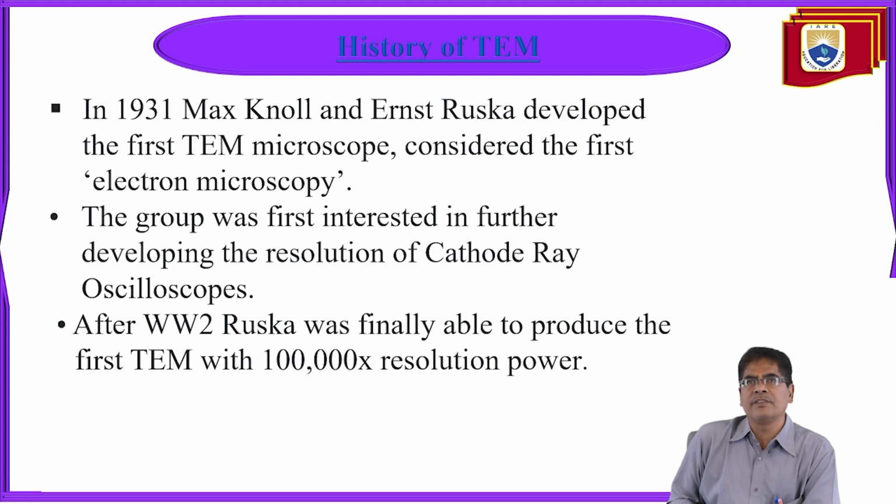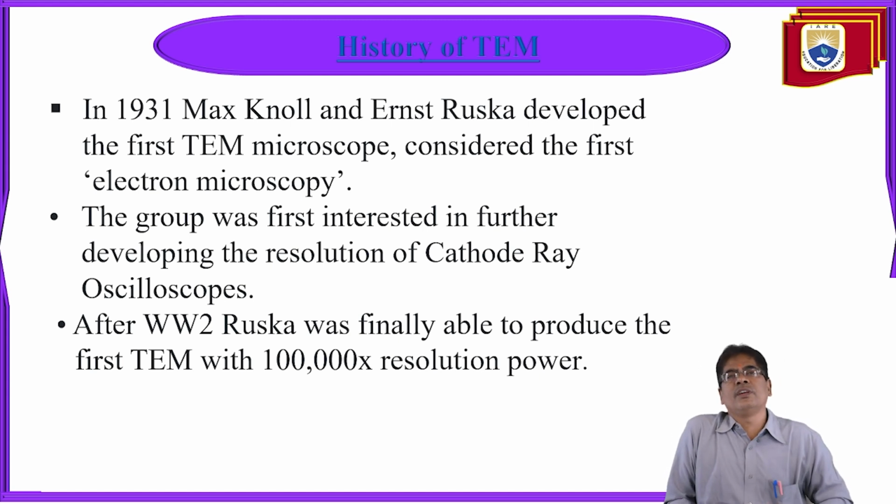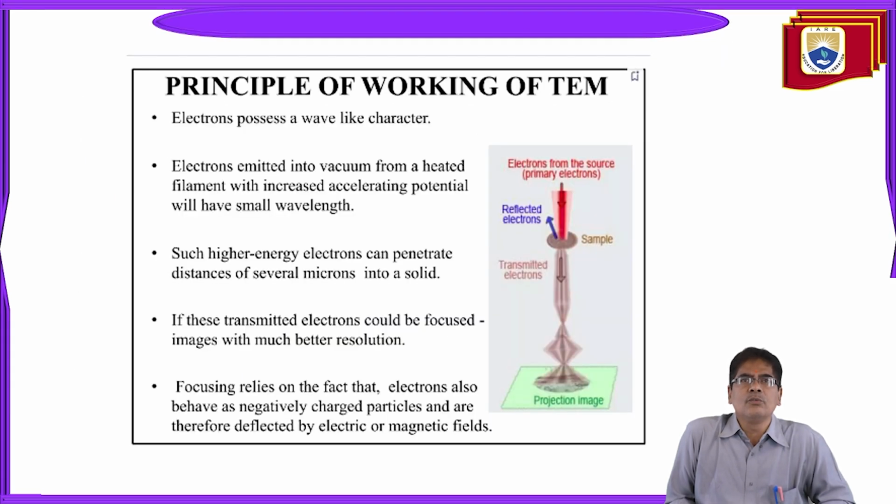Whereas in the history of TEM, we can go for the TEM when the thickness is down to 0.2 nanometers. So how does the principle of working of TEM take place? The electron possesses wave-like character. Electrons emitted into the vacuum from a heated filament with an increased accelerating potential will have small wavelengths. Such higher energy electrons can penetrate a distance of several microns into a solid. If these transmitted electrons could be focused into an image, then we get much better resolution. Focusing relies on the fact that electrons behave as negatively charged particles and are therefore deflected by electric or magnetic fields.